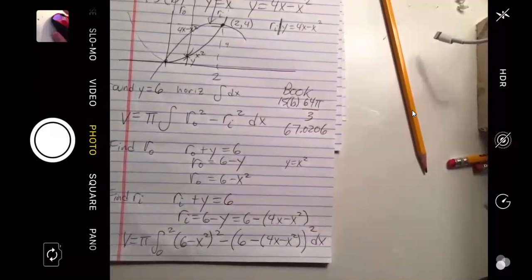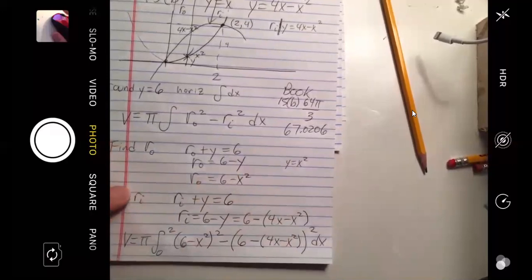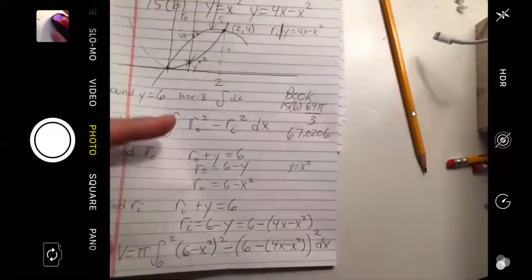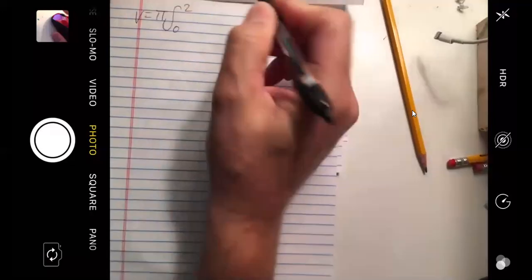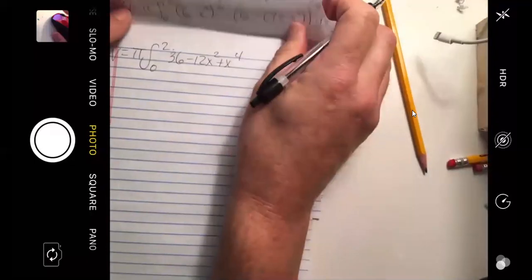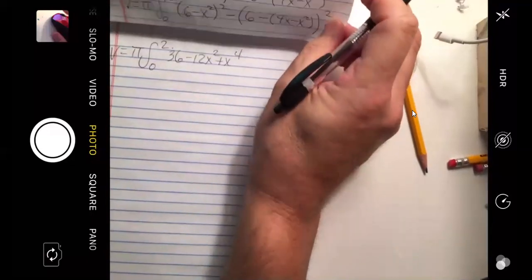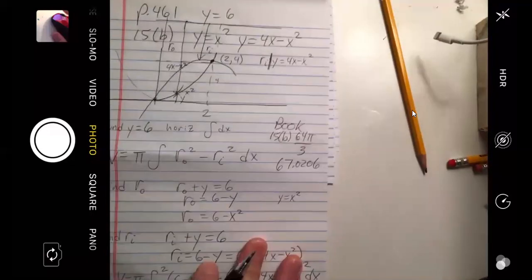This one, I would probably go ahead and simplify things a little bit. If it were me, from 0 to 2, I'd probably FOIL this. So you'd get 36 minus 12x squared, add x to the fourth. Oh, I got it. I forgot to multiply by pi. Oh, you forgot the pi in front. Yeah. Okay, so it worked out? Yeah. Okay.